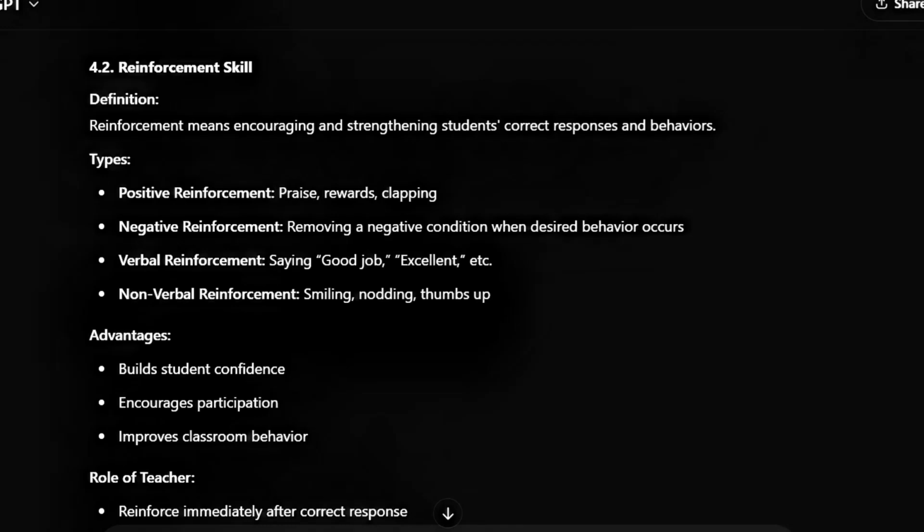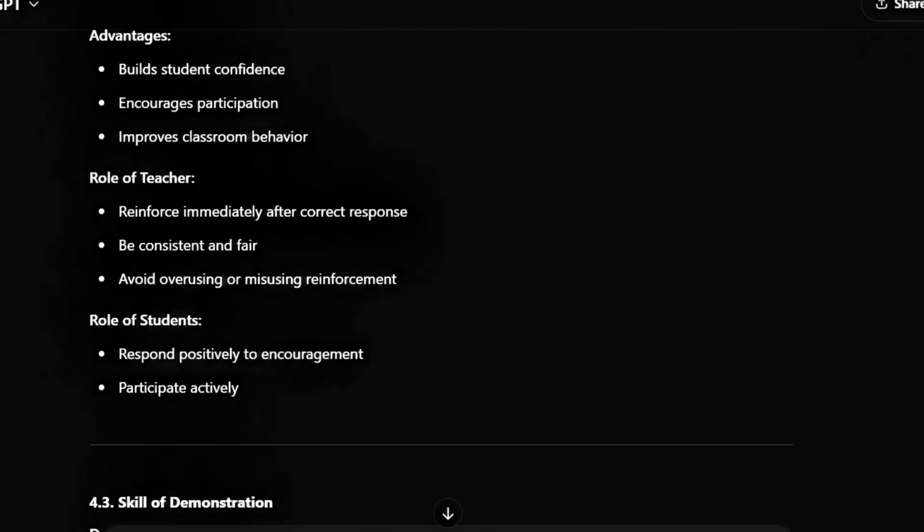Advantages: builds student confidence, encourages participation, improves classroom behavior. Role of teacher: reinforce immediately after correct response, be consistent and fair, avoid overusing or misusing reinforcement. Role of students: respond positively to encouragement, participate actively.